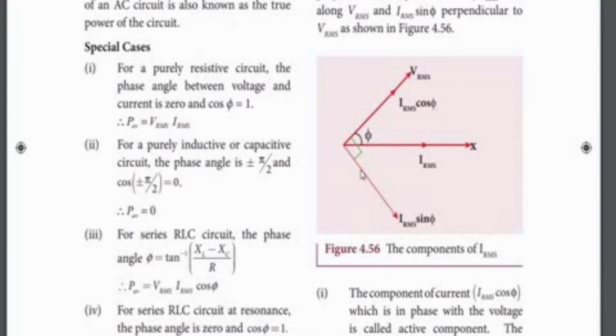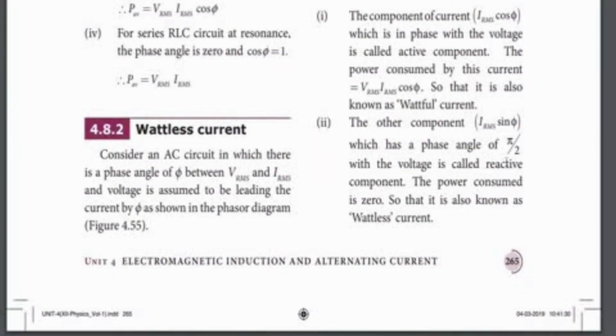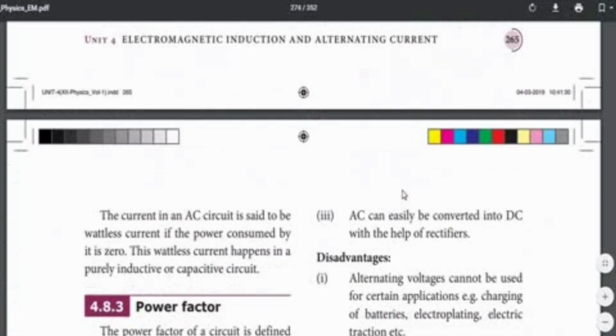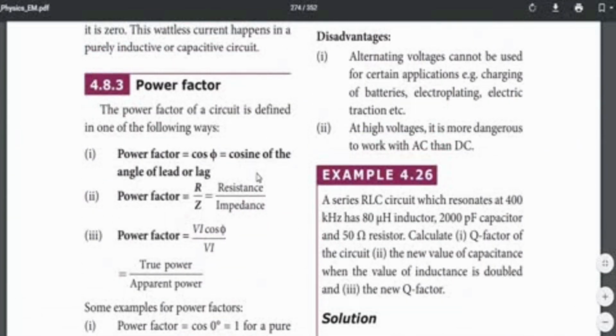The sin theta goes here, right? There is no current here, we have just divided the component. Looking at this, the other component IRMS sin phi has a phase angle of pi by 2 with the voltage, and is called the reactive component. Here the power consumed is 0. So this is called wattless current. Okay. So this is wattful current and this is wattless current.